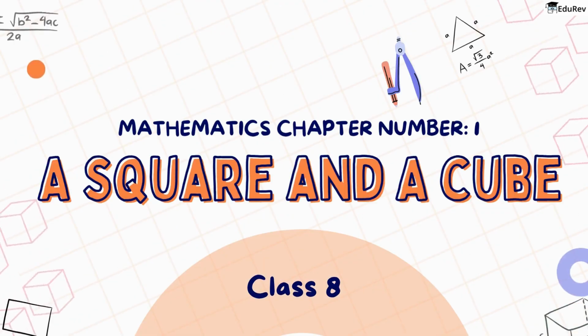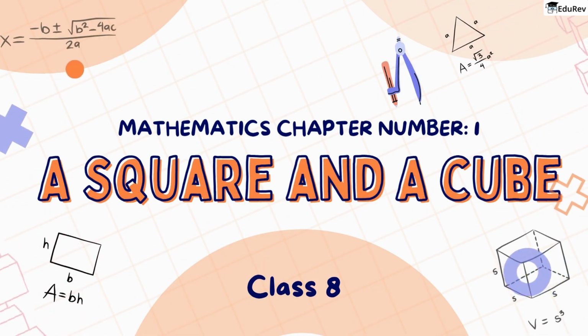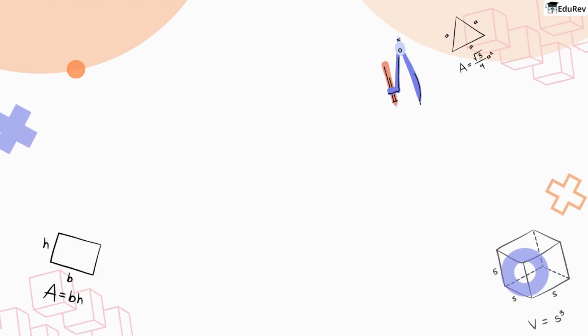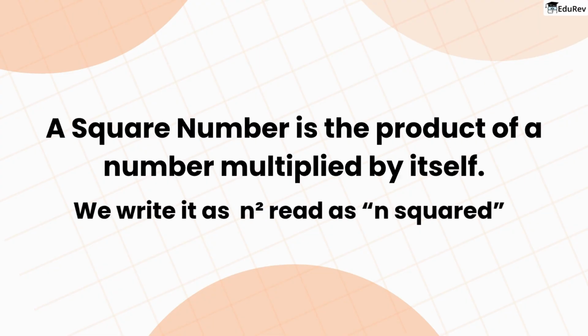Hello students. Today we are going to study a very interesting chapter called a square and a cube. Let us first begin with square numbers. A square number is the product of a number multiplied by itself. We write it as n superscript 2, read as n squared.